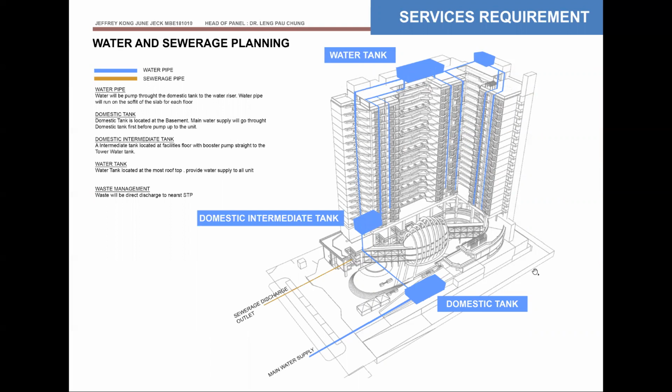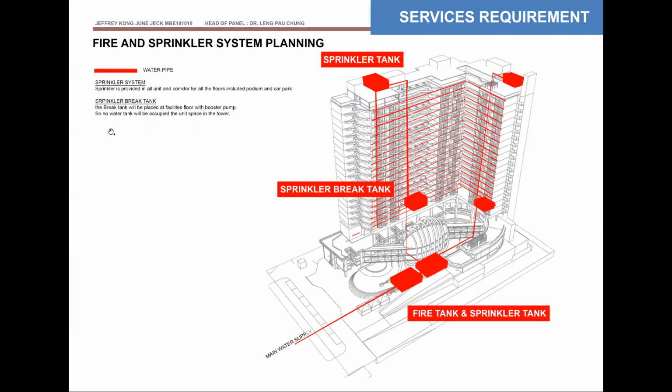So the domestic tank will be placed at the lowest basement floor, and pumped up to the facilities intermediate tank and to the water and food supply. The sewage pipe is discharged directly to the outlet to the STP. Then this is the sprinkler tank. Not just the tower itself, the podium is also equipped with a sprinkler system.